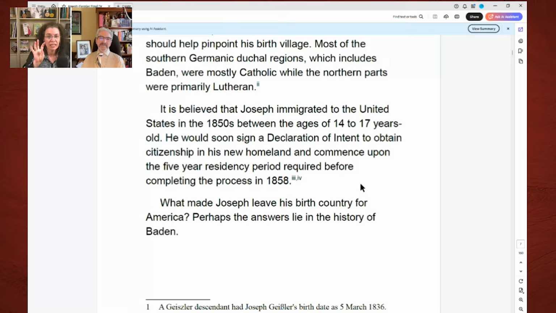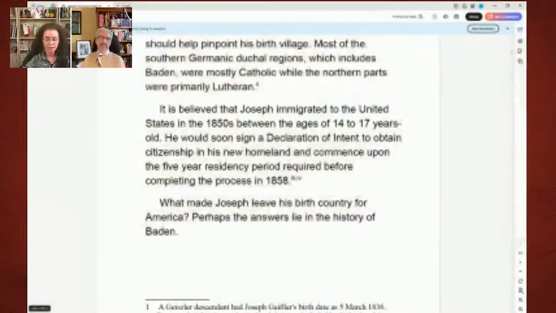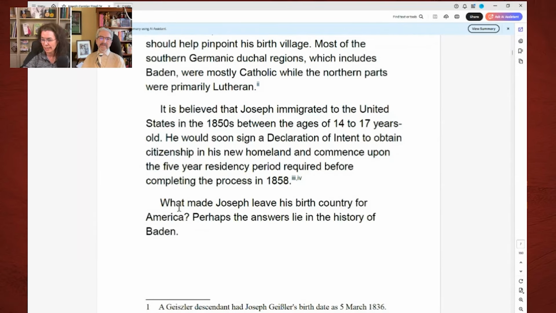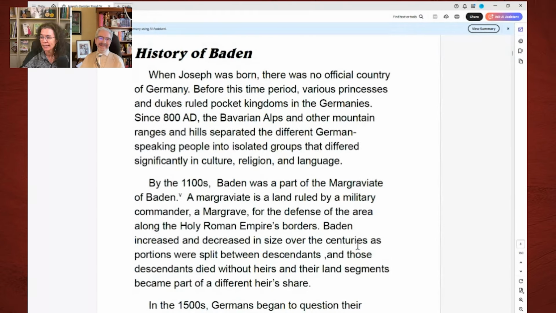So I'm giving that historical context to help people understand why, when he comes over, what does he have to do? What could we know? So it's all kind of foggy. And then I love to ask questions. What made him leave? And then I give a tease: perhaps the answers lie in the history. So the entire next section, I'm going to give some history of Baden.